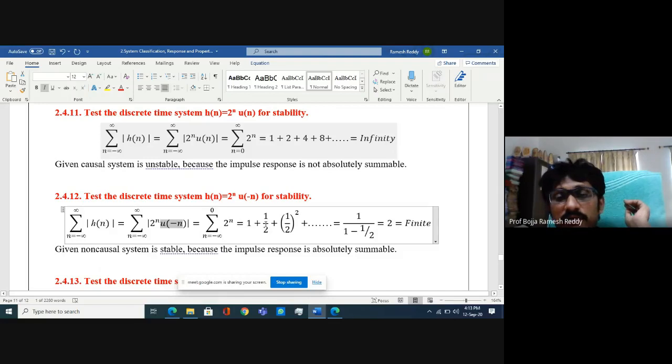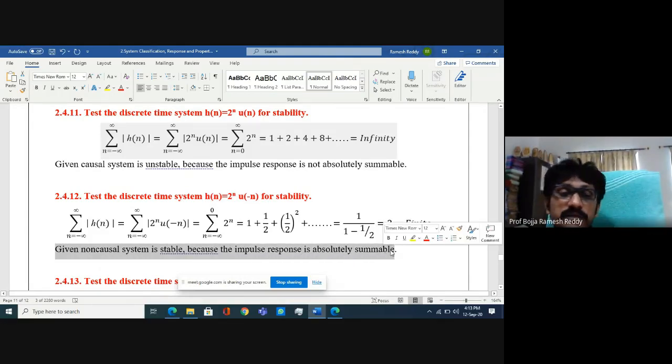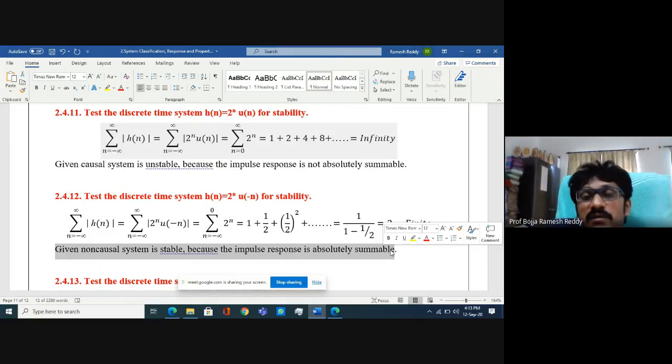For negative values of n, it becomes 1, 1 by 2, 1 by 2 whole square, 1 by 2 whole cube, and so on. It is of the form 1 plus r plus r square and so on, which is 1 by 1 minus r. It is 2 only. Here, this impulse response is absolutely summable. That's why the given system is stable. The given non-causal system is stable because the impulse response is absolutely summable.